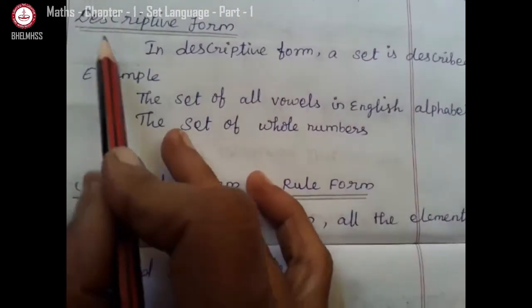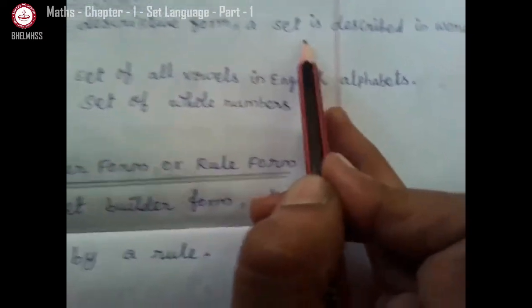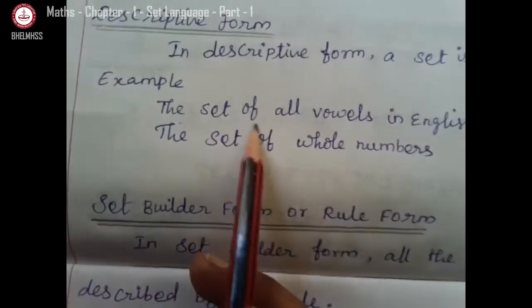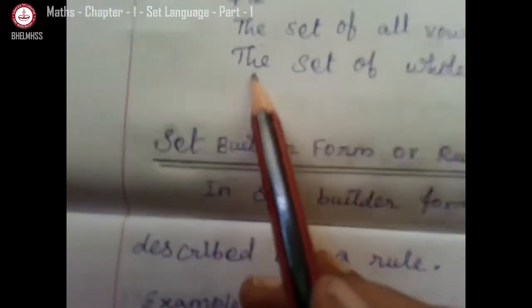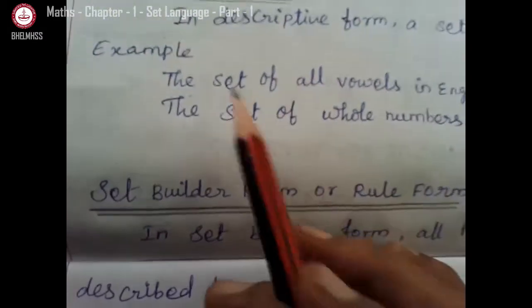Next, descriptive form. In descriptive form, a set is described in words. Example, the set of all the vowels in English alphabets. The set of whole numbers. You must write the set of.